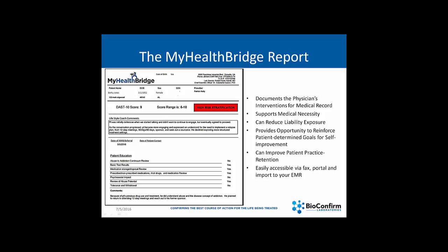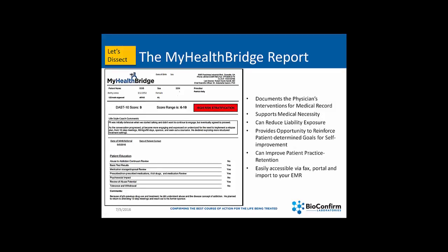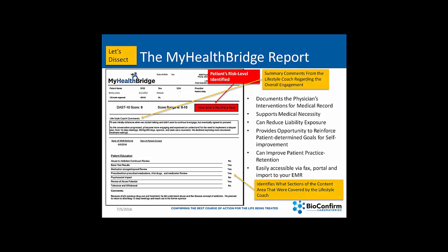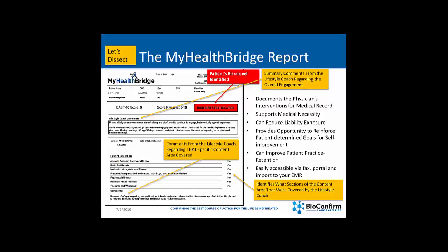So let's quickly dissect some of the components of the MyHealthBridge report. First of all, the patient's risk level is going to be easily identified on the report. The summary comments will also be available on the report regarding the engagement with the lifestyle coach. You'll also see a section on the report that identifies the different components of a content area that we review with the patient. And finally, there'll be comments available regarding that specific content area covered.